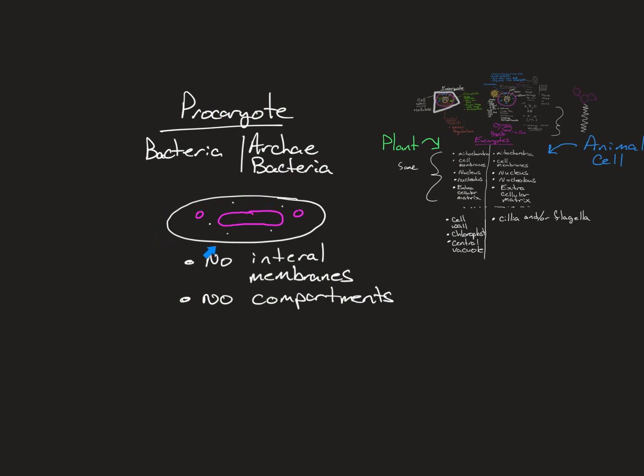It's still a cell because it does have a cell membrane. And interestingly, it has a different kind of cell wall. It does have a cell wall, but it's different.